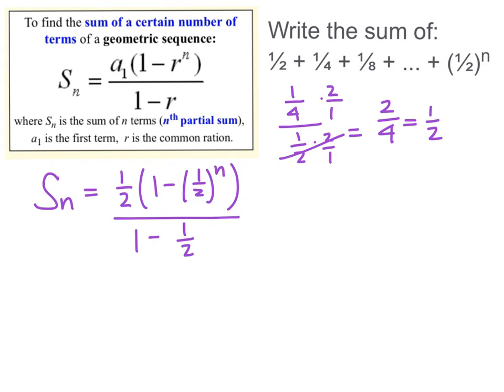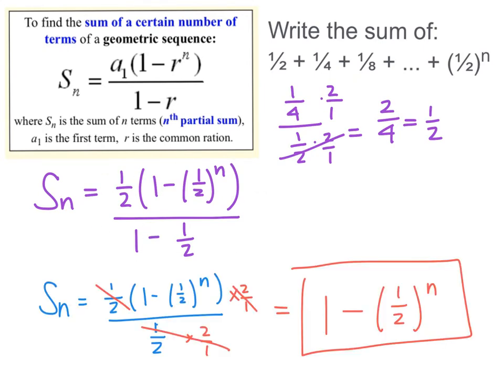So I'm going to simplify my sum over here. I chose to simplify that first, make that 1/2, and multiply by 2 over 1 on top and bottom. That cancels here and here, which just leaves me with my sum of 1 minus the quantity 1/2 to the power of n. And I can also find the sum of any finite series. I would just change that n to whatever number I'm looking for, and that would give me the new sum.